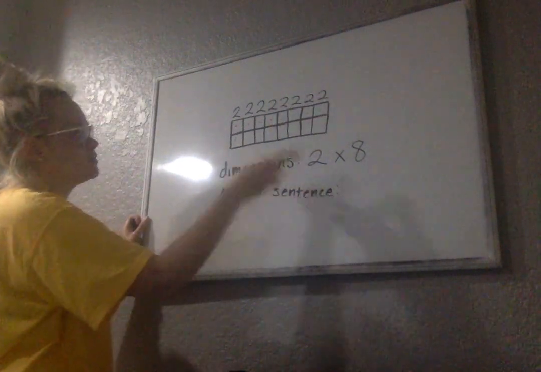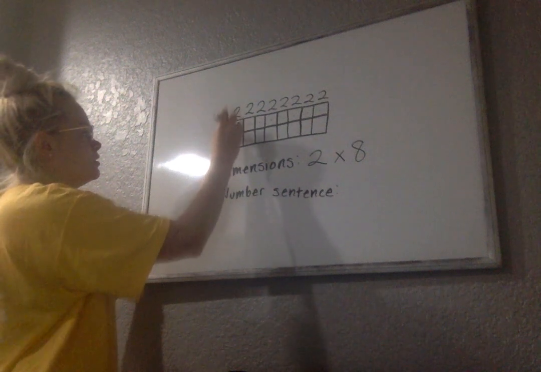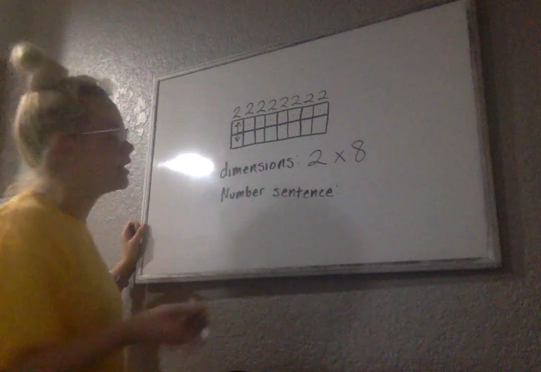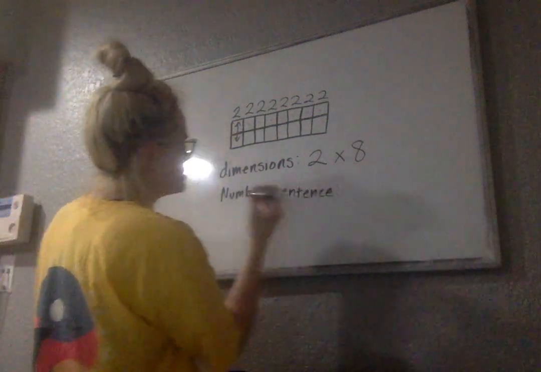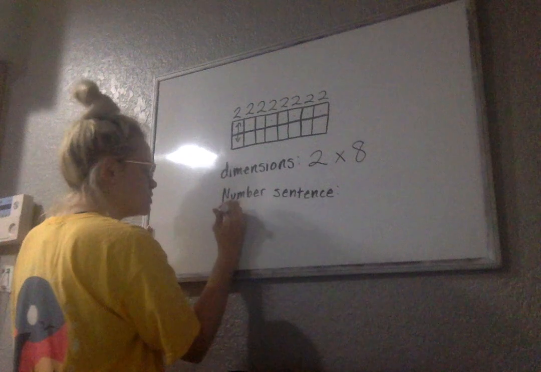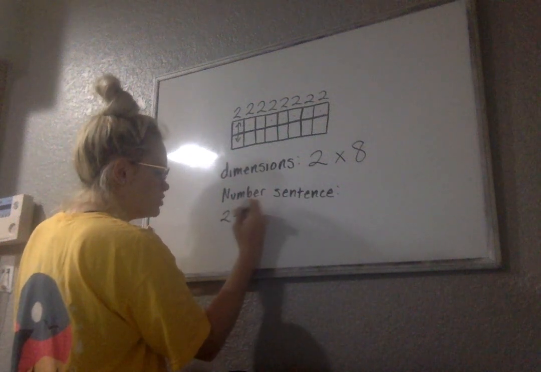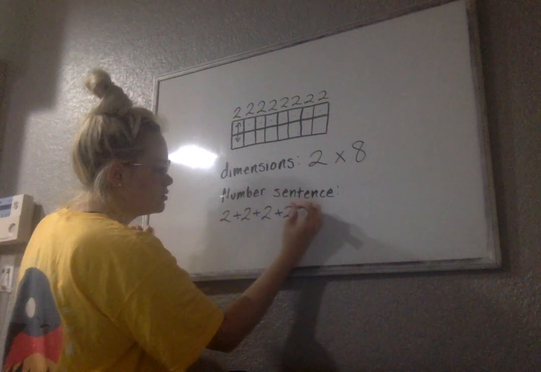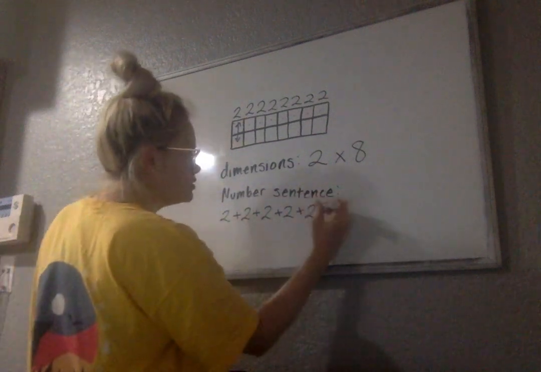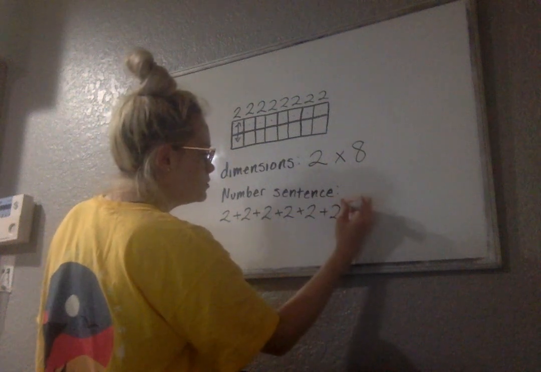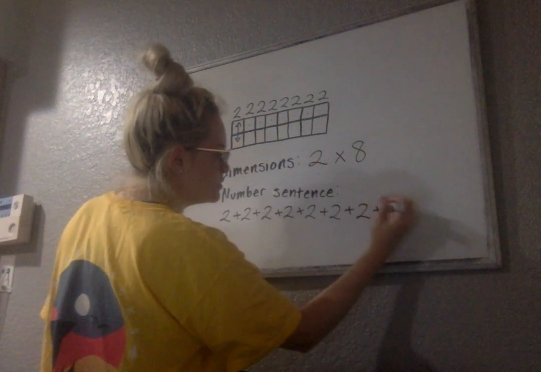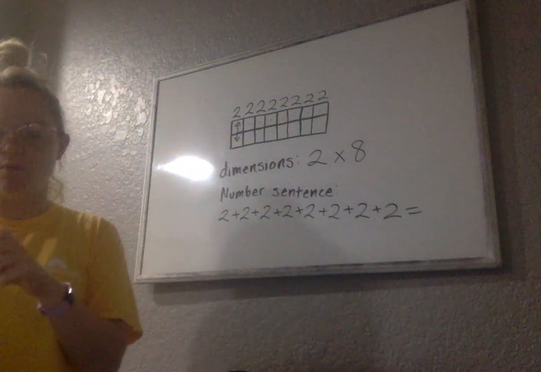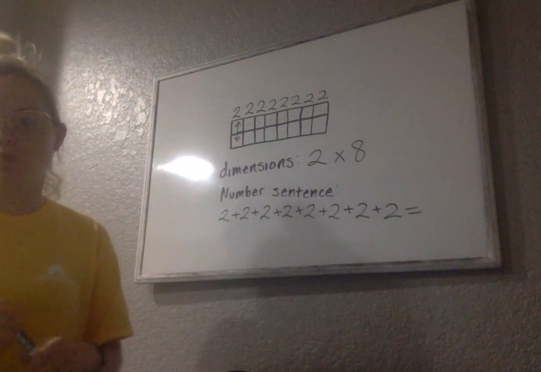Now I'm going to make my number sense, because I know for each column there's 2 of these. So instead of just counting them one at a time, I can start counting by 2s. I need to write my number sentence underneath here. So we have 2 plus 2 plus 2 plus 2 plus 2 plus 2 plus 2. That's a very long number sentence, but it's better than counting one by one. So that's one number sentence we could do.